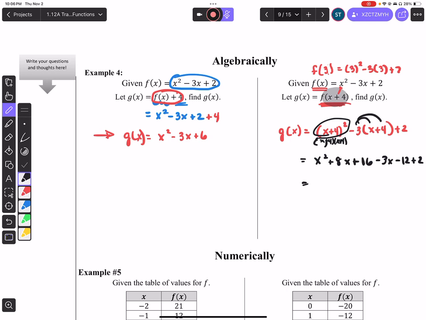And now we just collect like terms. So x squared, that's my only x squared. I've got an 8x minus 3x, so 5x. And 16 minus 12 is 4, and 4 plus 2 is 6. So there's g of x, and because this is x plus 4 I put in, this would be translated left 4.